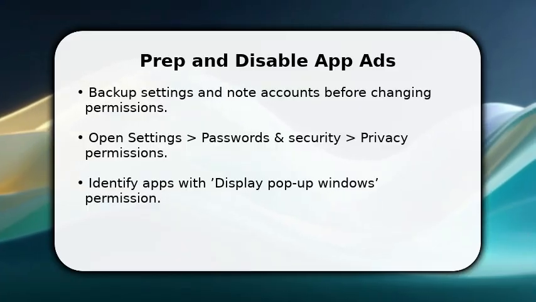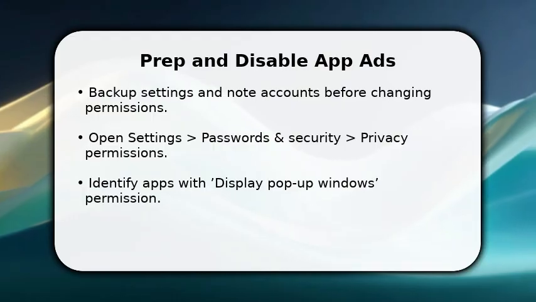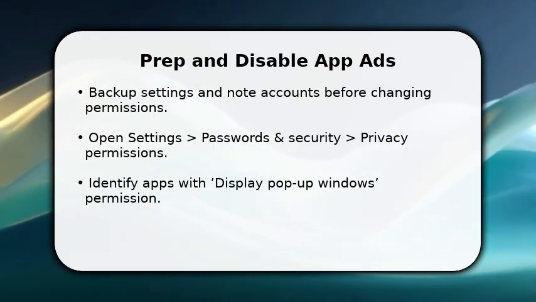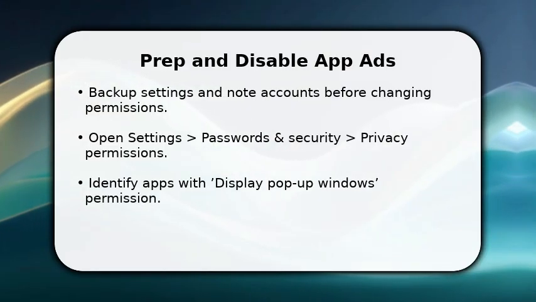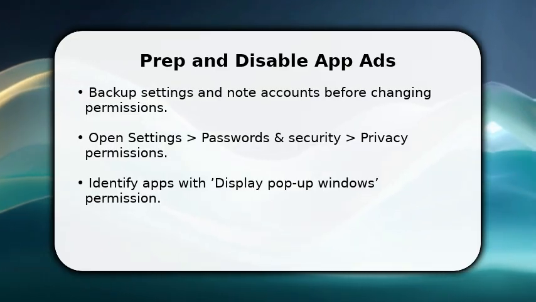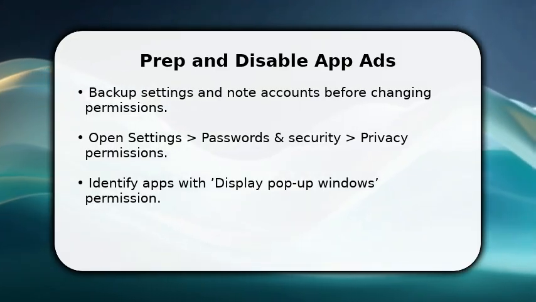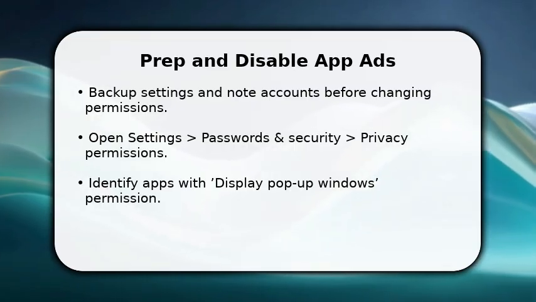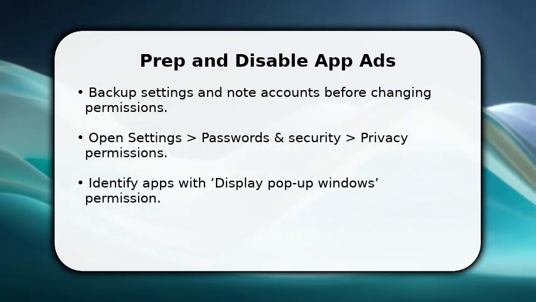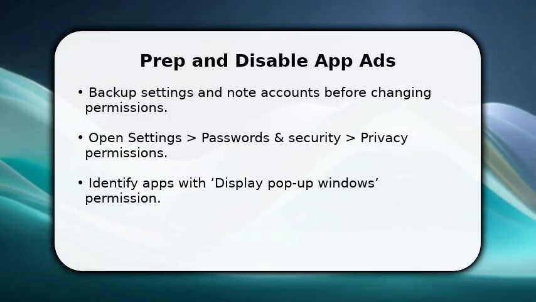You start by preparing. Back up important settings and check accounts so you can reverse changes if needed. Now open Settings and go to Passwords and Security, then Privacy Permissions. This is where Realme groups display choices. Scroll to find apps allowed to show pop-up windows and notifications.